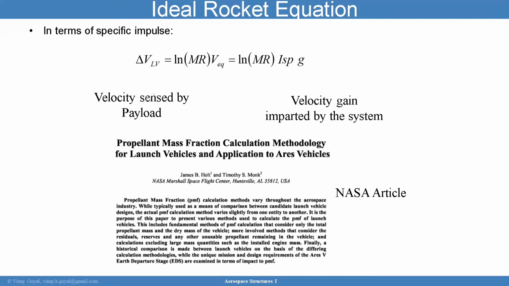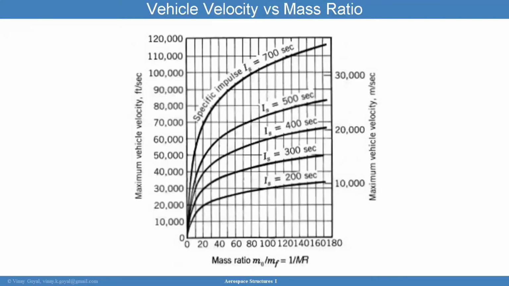It is a great equation. This is the ideal rocket equation, and here you can see the maximum velocity of the vehicle, and then here you have the mass ratio, 1 over AMR. You can see how with increasing mass ratio your maximum velocity increases. And as the specific impulse increases, your velocity is even higher. On the left-hand side, you see feet per second. On the right-hand side is meters per second.